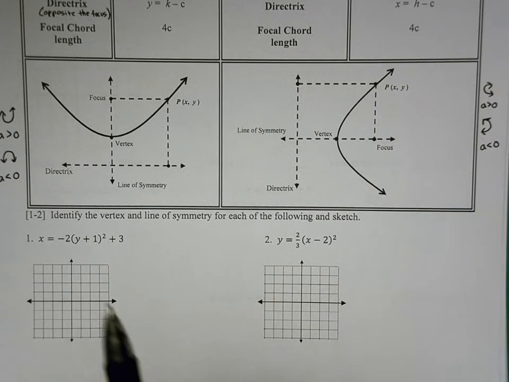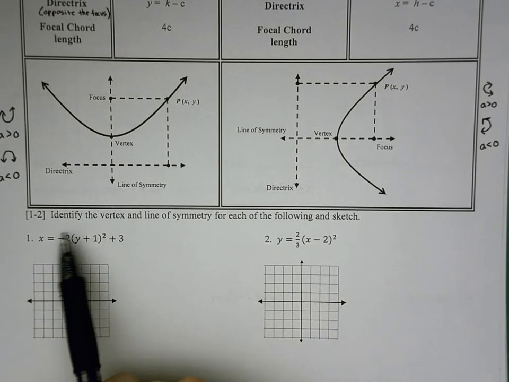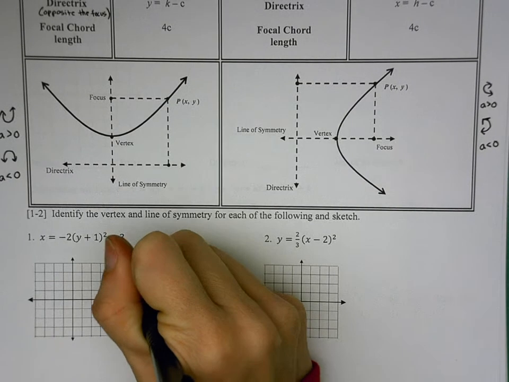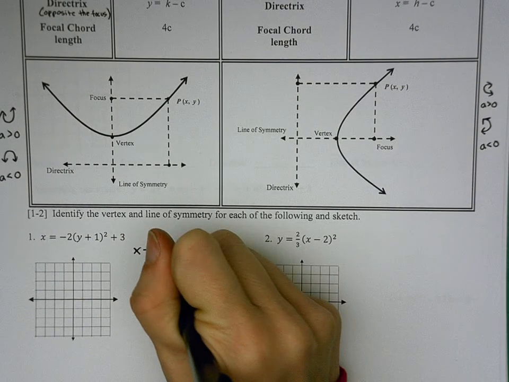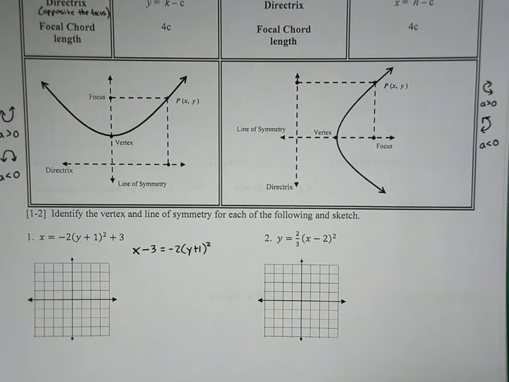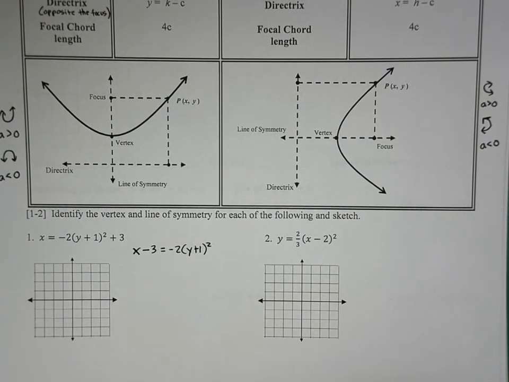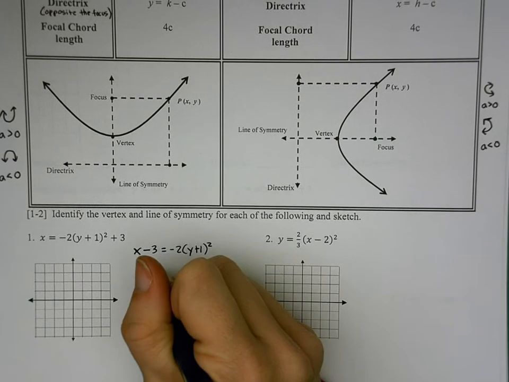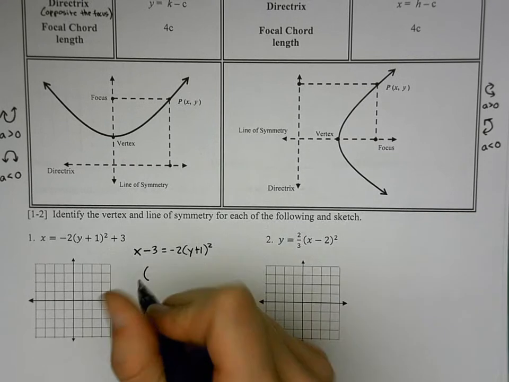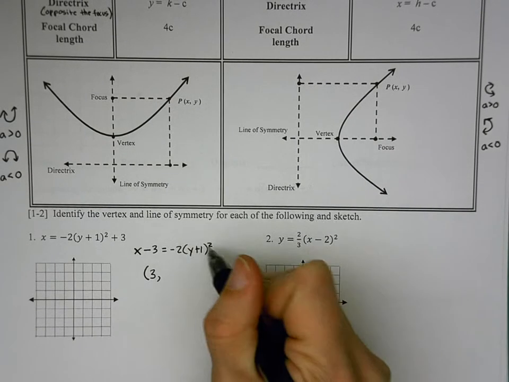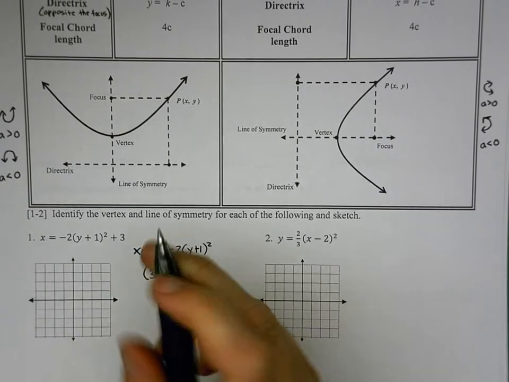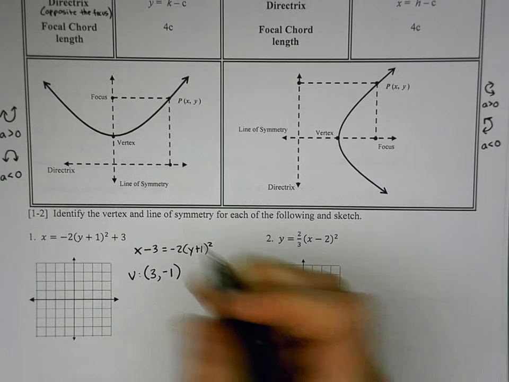So here we go. In this first one, I first need to get it in its descriptive form, which means subtracting this 3 over to the other side. We have x minus 3 equals negative 2 times y plus 1 quantity squared. Okay. This allows me to now pull out my vertex, my h, k. My h is whatever zeroes out the x, and in this case that would be positive 3. My k is whatever zeroes out the y, which in this case would be negative 1. And so I know that's where I'm starting. That's my vertex here: 3, negative 1.